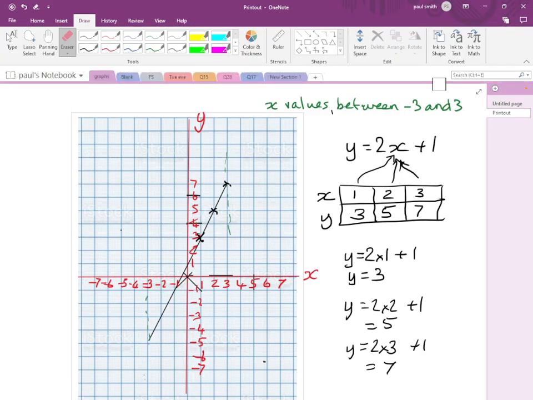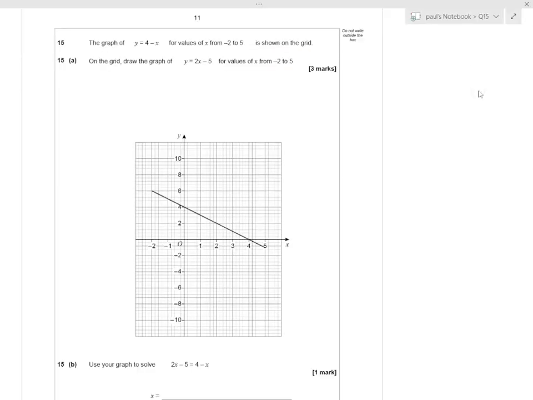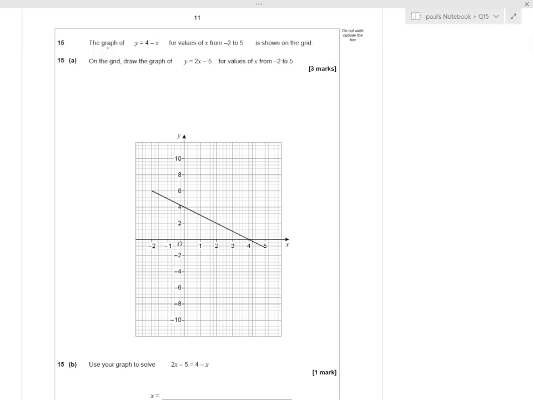Now these are from past papers, so 15, 17, 28. The higher the question number, the more complicated it should be. So let's have a look at this. So the graph of, I'll do it in red now, the graph of y equals 4 minus x for values of -2 to 5 is shown. So this is our y equals 4 minus x there. And you see it's gone from -2 and it stops there, and +5 and it stops there. So they've done one for us.